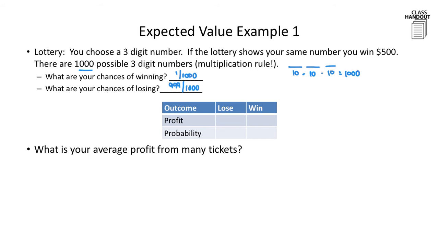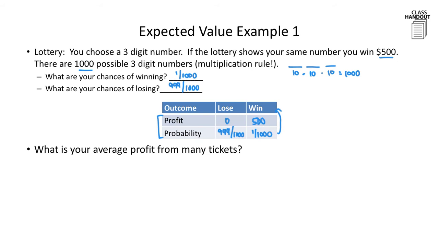Well, if we win, we win $500. We're going to assume we're not paying any money to play this game, so our profit is going to be $500. If we lose, we win nothing, so our profit would be $0. Then we have to figure out the probability of each thing. The probability of winning is 1 out of 1,000, and the probability of losing is 999 over 1,000. This is basically like what we did yesterday. We have our random variable, which is our profit, and the probability of each different situation.